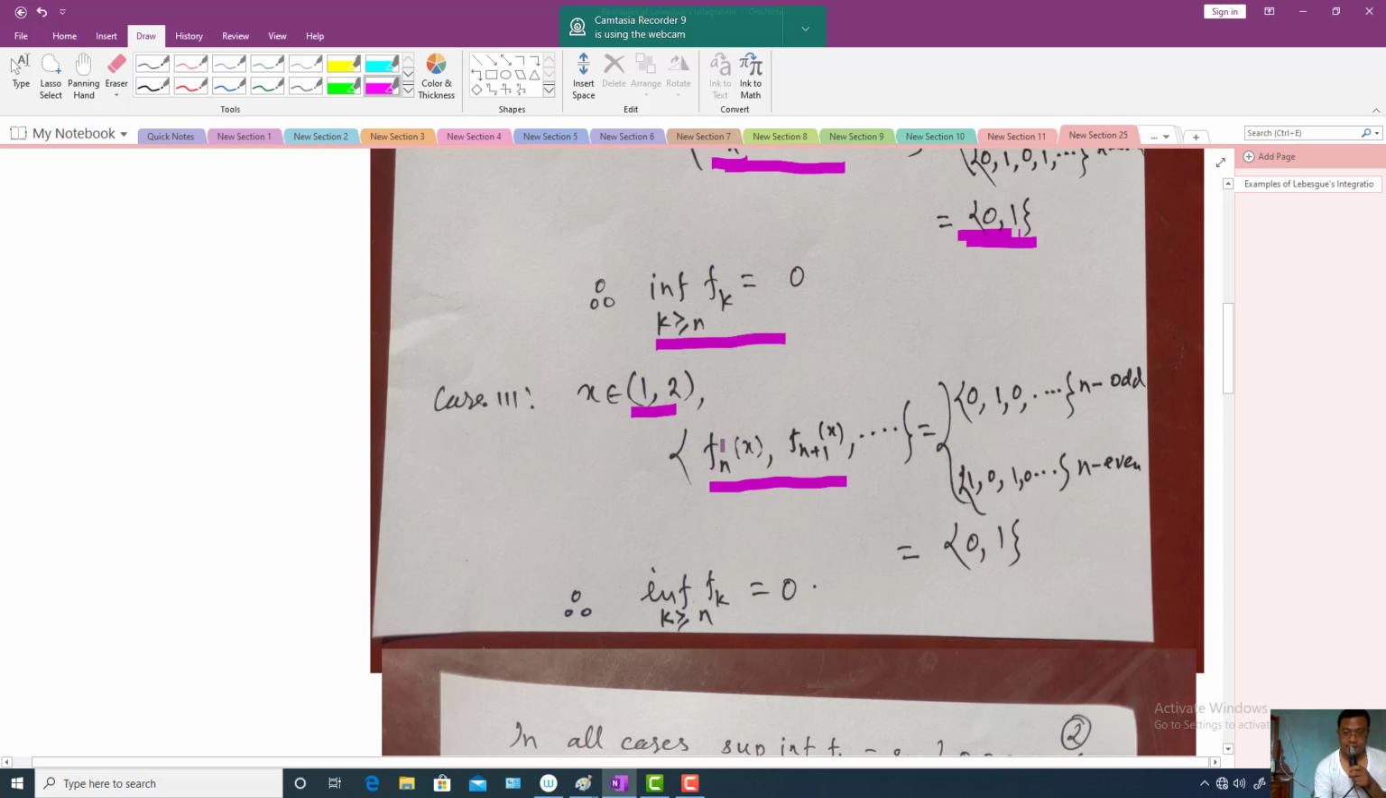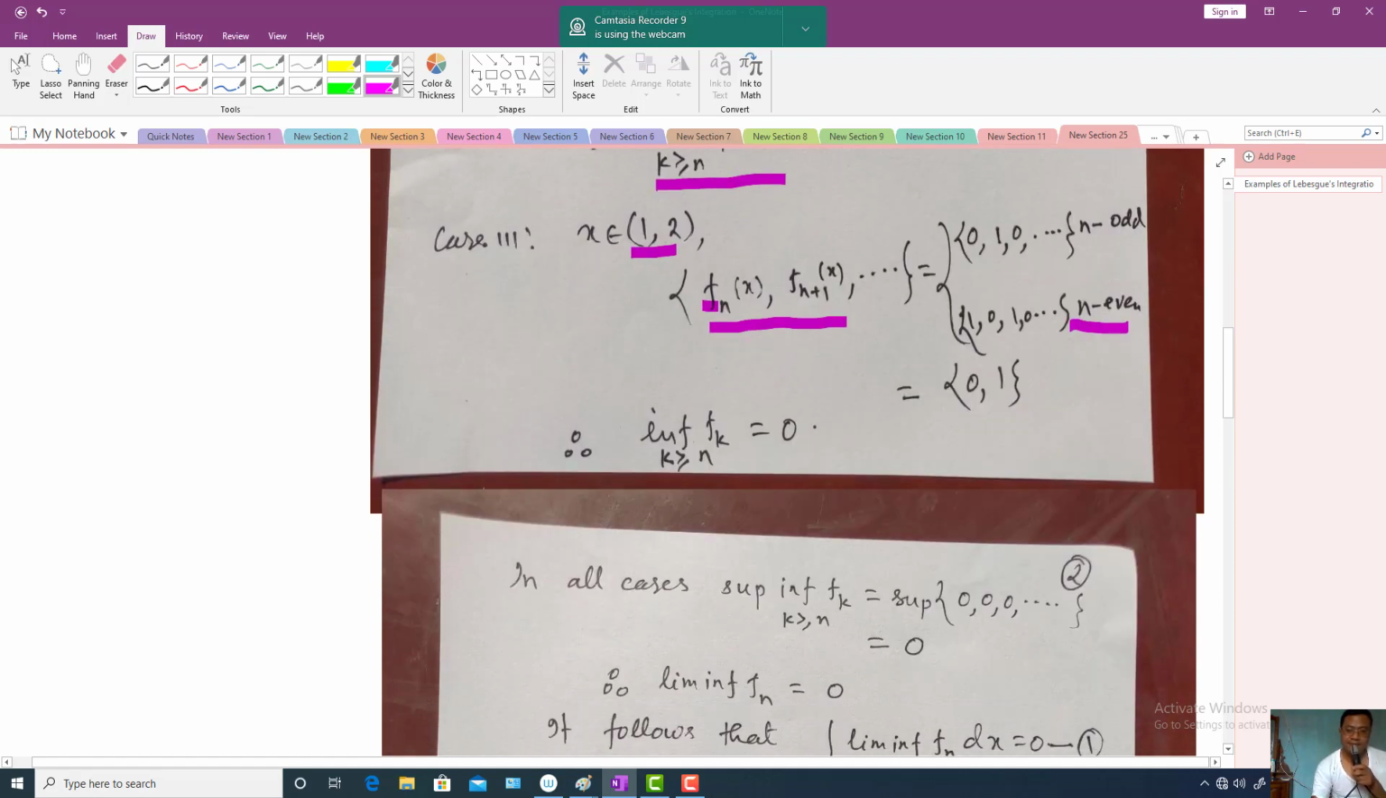All right, so therefore since x belongs to [1,2], this is equal to 0, and next it will be 1 like this. So 0 1 0 0, 0 1 0 1, it is like that when n is odd. So similarly when n is even, this sequence of functions is 1 0 1 0 like this. Okay, right? So therefore, infimum over k greater than or equal to n of fk is equal to 0 in this case also.